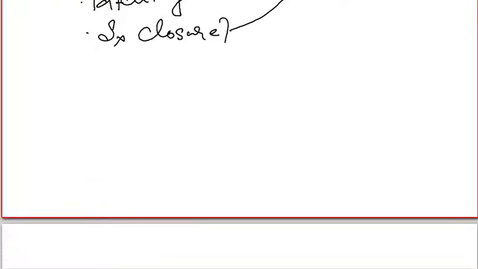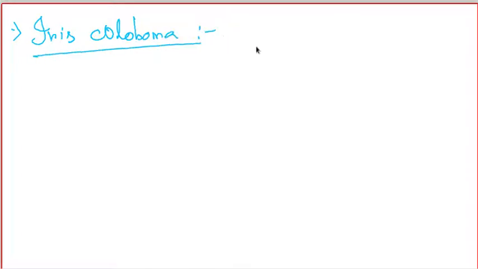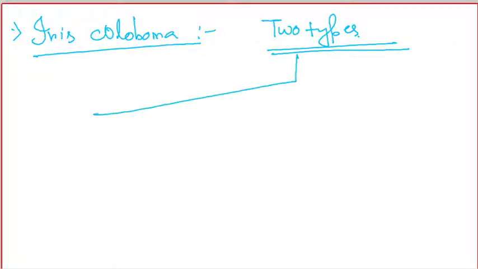Next type of coloboma is iris coloboma. We have completed the eyelid. Next is iris coloboma. Now this iris coloboma has two types. One is typical. If one is typical, the other will always be atypical.